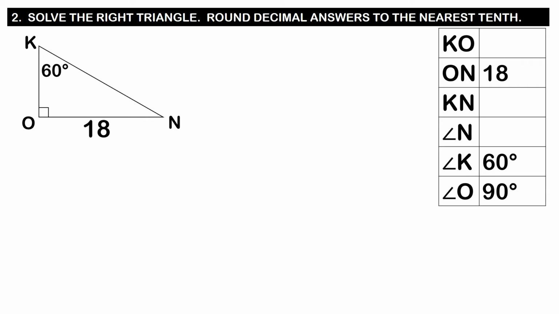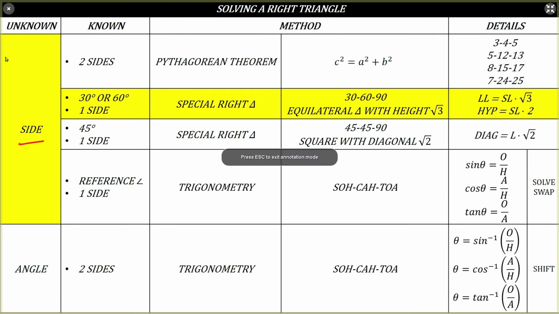Example 2, solve the right triangle. Round decimal answers to the nearest tenth. On this problem, I'm going to start out by finding side KO to begin the problem. I'm looking for a side, and I know that I have a 60-degree angle. So I'm going to use a 30, 60, 90 special right triangle.